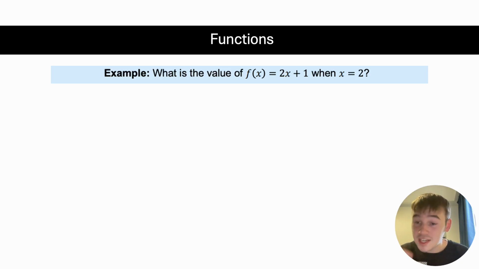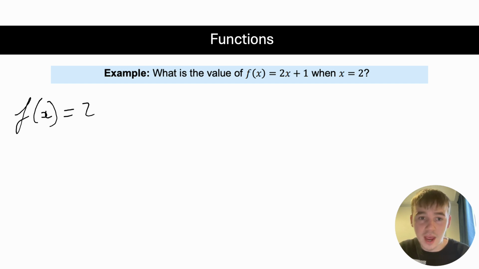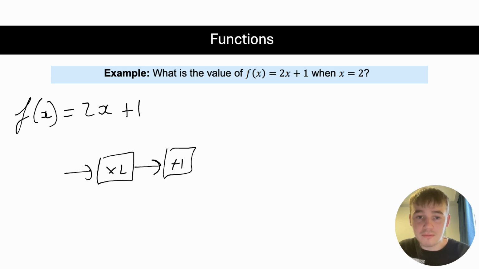Okay, so let's look at functions. Now this is some new notation that you need. That means a function of x is equal to 2x plus 1. Now that is the same thing as a function machine. You could have written it as times 2 and then plus 1. That is the exact same thing.